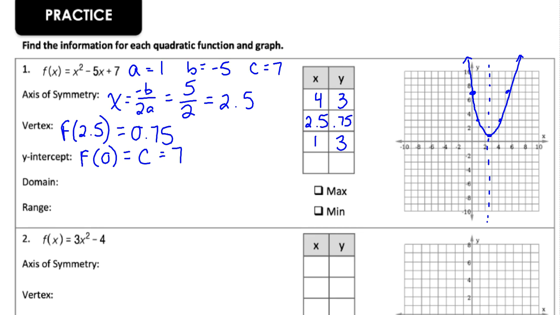All right, and then lastly, they're asking us about the domain and range. Remember that domain is always negative infinity to positive infinity. And the range is going from that minimum value, which is 0.75, up to infinity.